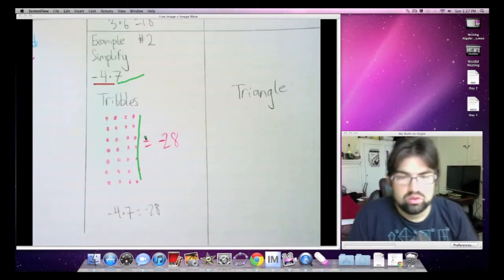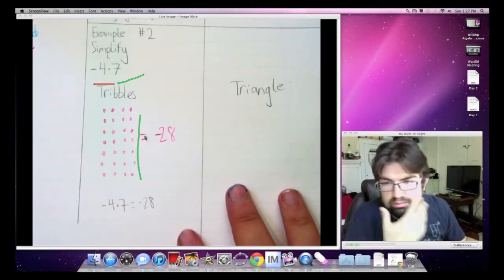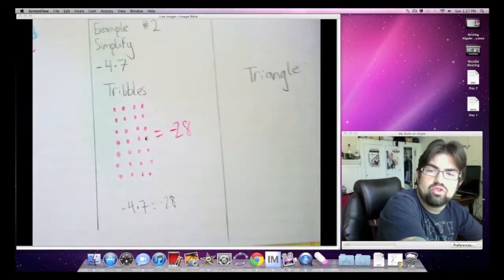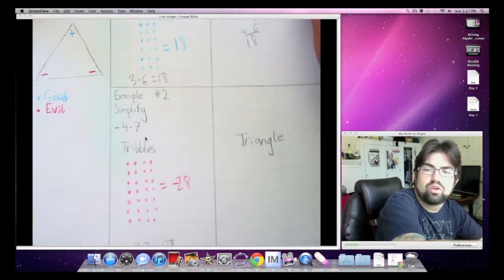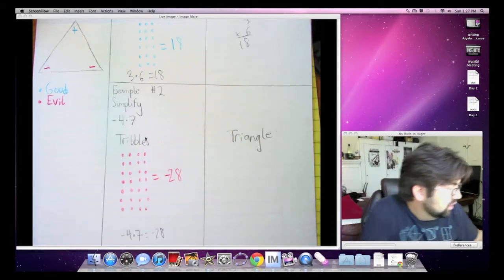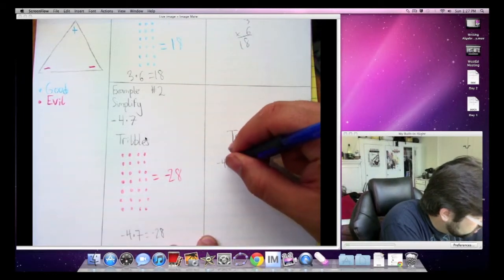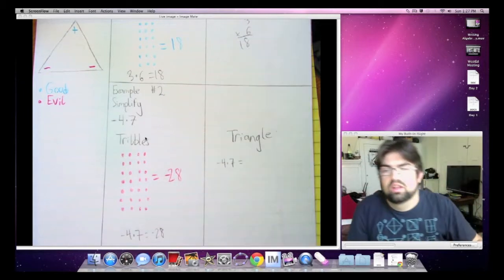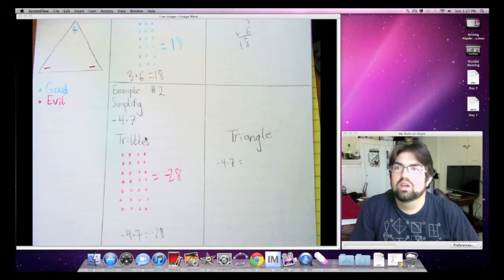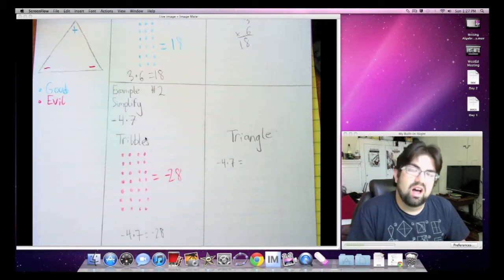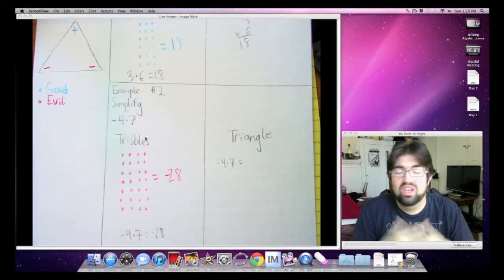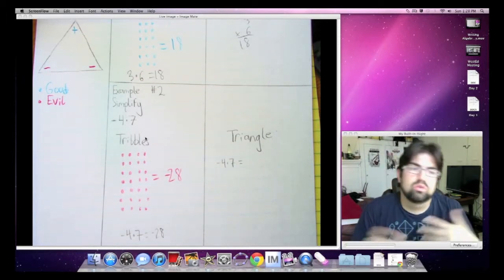Now I've got the triangle thing right there, and I said we're going to talk about that in a minute, so let's talk about that now. The triangle is used like this. If you have trouble, or if you don't want to do the triples, because that's a lot of dots sometimes to draw, we have -4 times 7. Now the hardest part isn't 4 times 7. You guys know what 4 times 7 is. It's 28. The hardest part is deciding, is it going to be +28 or -28? I know with adding and subtracting negatives and integers, it gets confusing. Multiplying, dividing, what law goes with what?